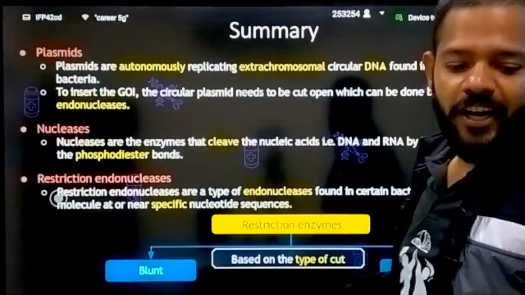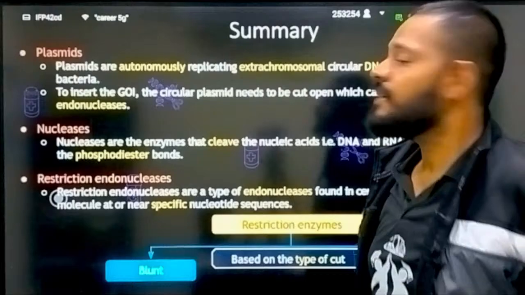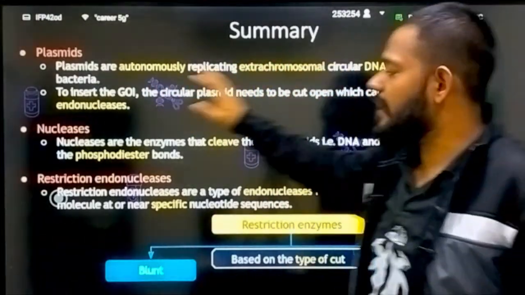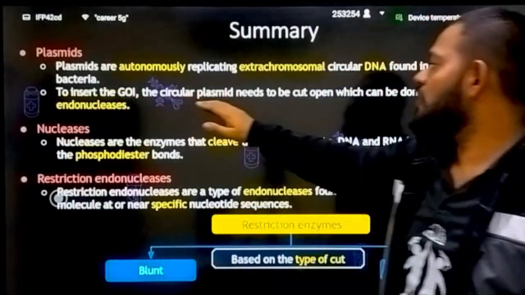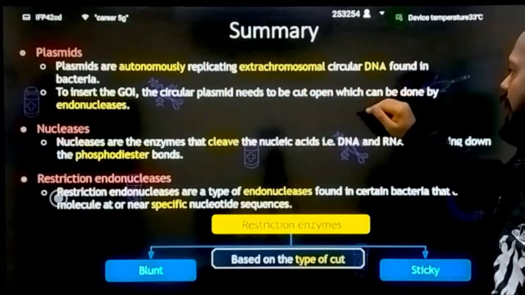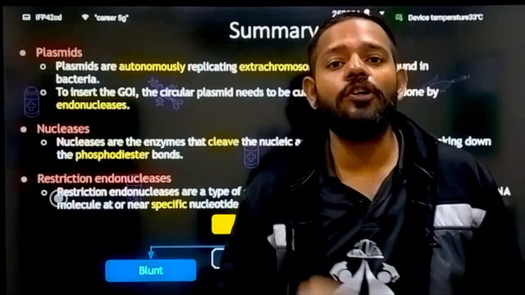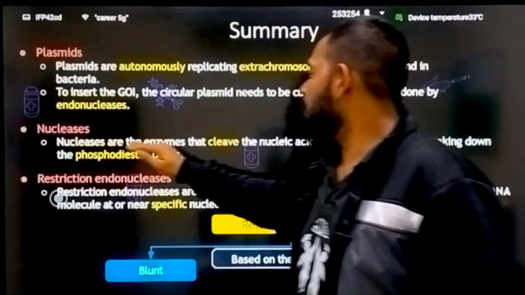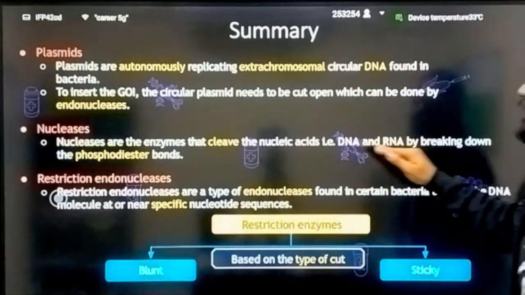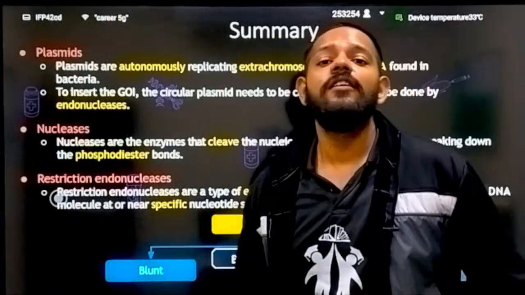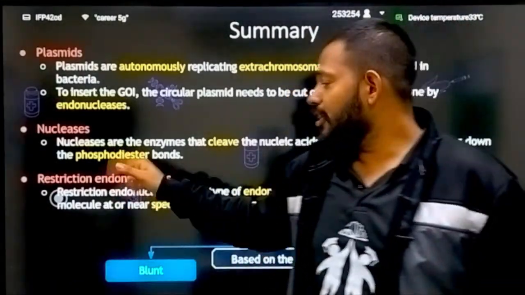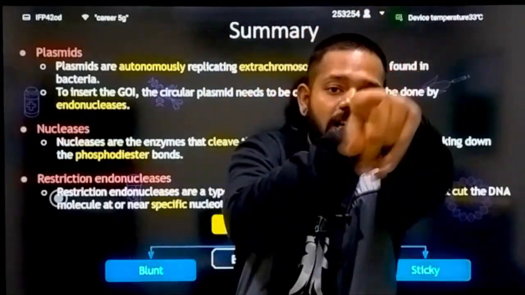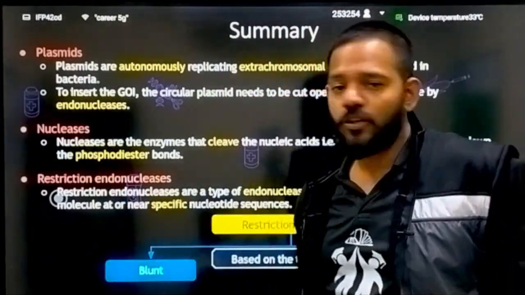Okay, so now we are going with the summary of the chapter which we have done. Plasmids are autonomous replicating extrachromosomal circular DNA found in bacteria. To insert a gene of interest, the circular plasmid needs to be cut and opened with the help of endonucleases or exonucleases. Then we studied about nucleases. Nucleases are enzymes that cleave nucleic acids, DNA and RNA, by breaking down the phosphodiester bond. Your nucleases cut the phosphodiester bond which is present inside the plasmid. Then you have restriction endonuclease.